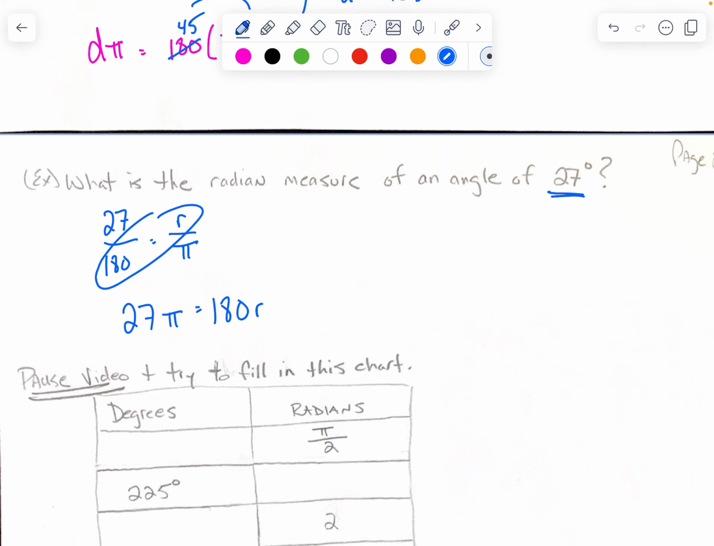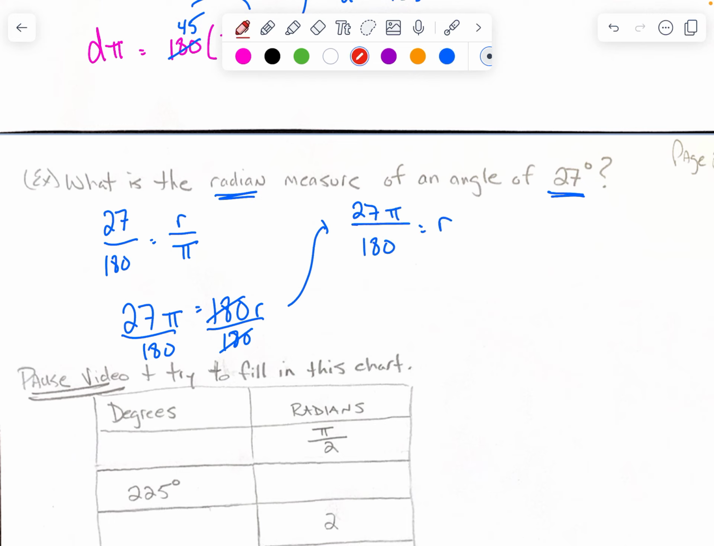Now, when we deal with radian measures, which is what we're asked for right here, we often have things in terms of pi. So it's not uncommon to leave the pi by itself. We would divide by 180 in order to solve for r. So I'm going to rewrite this statement as 27 pi over 180 equals r, and then all that's left is to simplify. These both have a 3 in common, so 60 and a 9, and 60 and 9 both have another 3 in common, so that's a 20 and a 3, and I think that's all we have left. So my answer is 3 pi over 20 radians, and we're done.